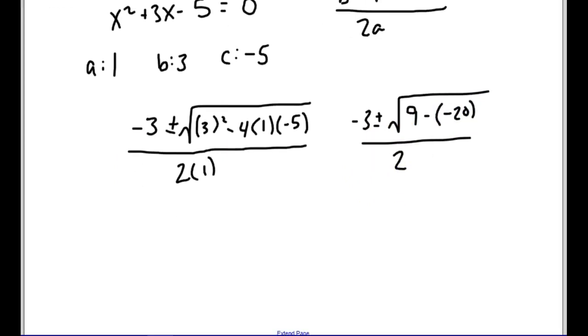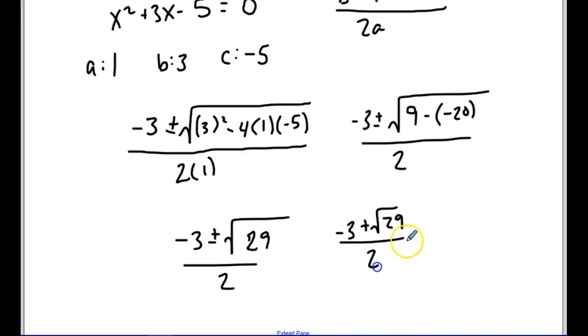So again, we simplify our next step. So I have negative 3 plus or minus the square root of 9 minus a negative 20 is 29, all over 2. So from here I see that this is a radical that cannot really be simplified, so I can leave this as my final answer. So I have my two solutions, right? I've got negative 3 plus the square root of 29 divided by 2, and I have negative 3 minus the square root of 29 over 2. So those are my two solutions, which I can put into my calculator and get my estimates from there.